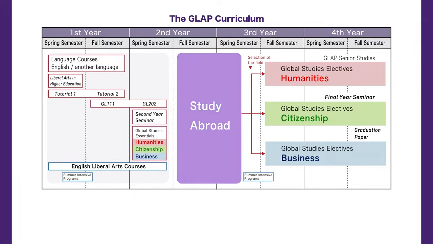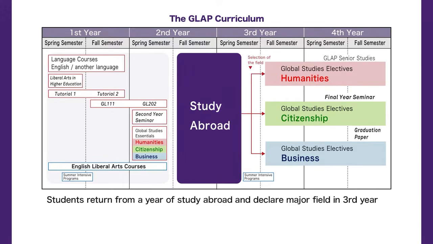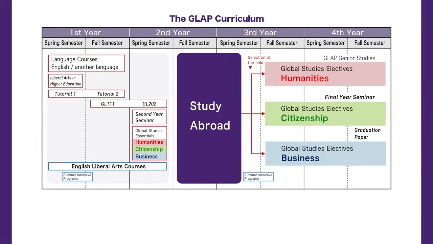Students then complete a year of study abroad that spans the 2nd semester of their sophomore year and the 1st semester of their junior year. Students declare their major in the spring semester of their junior year. This curriculum ensures that students bring to whatever major they choose a rich viewpoint informed by diverse disciplinary perspectives.